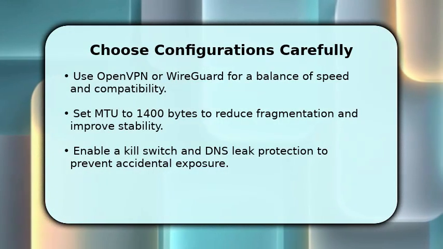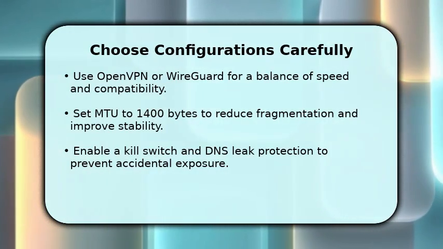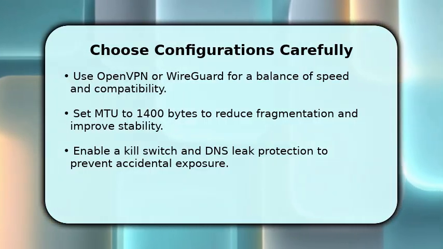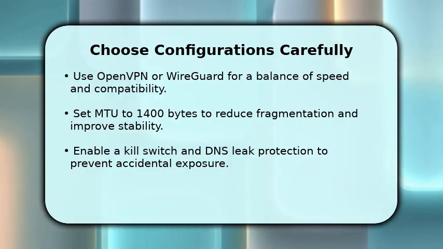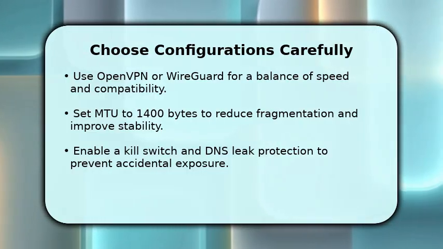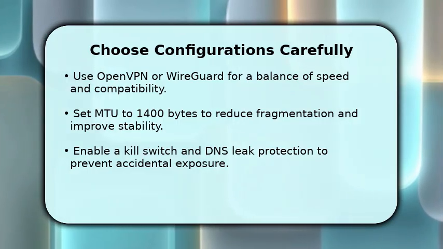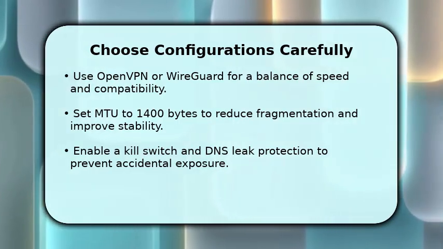Use OpenVPN or WireGuard for a balance of speed and compatibility. Prefer WireGuard for lower CPU use and higher throughput on modern devices. Set MTU to 1,400 bytes to reduce fragmentation and improve stability on mobile networks.